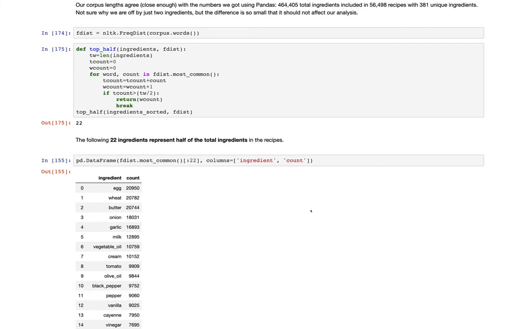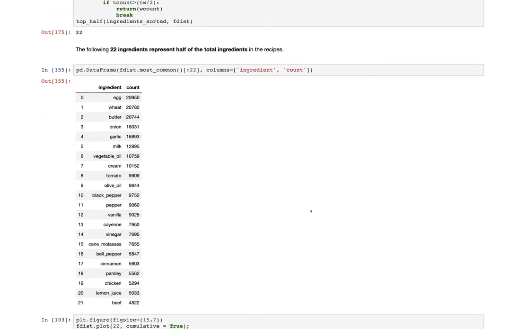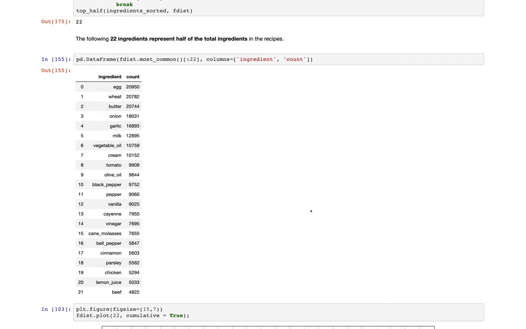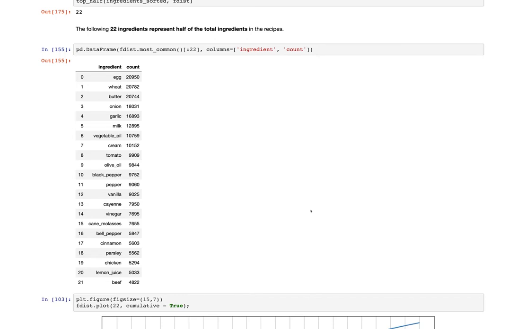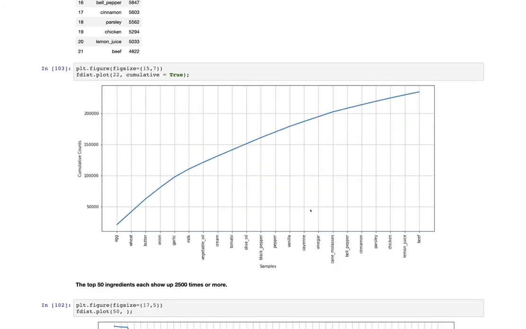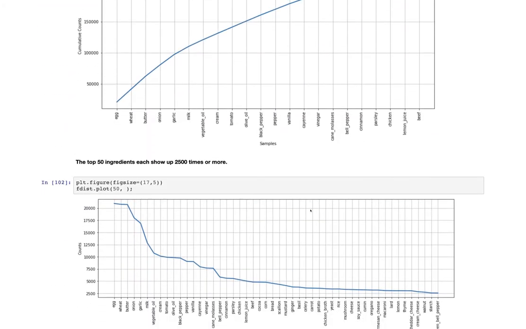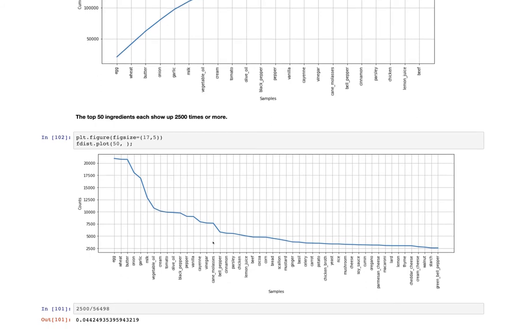So then we looked at how many ingredients represented half of all the ingredients in all the recipes, and there were 22 ingredients that represented half of all of them. You can see the list there. We plotted that out so you could see it visually too, and plotted out the top 50. So you can see a huge drop off though after the first few, which are eggs, wheat, butter, onion, and garlic.